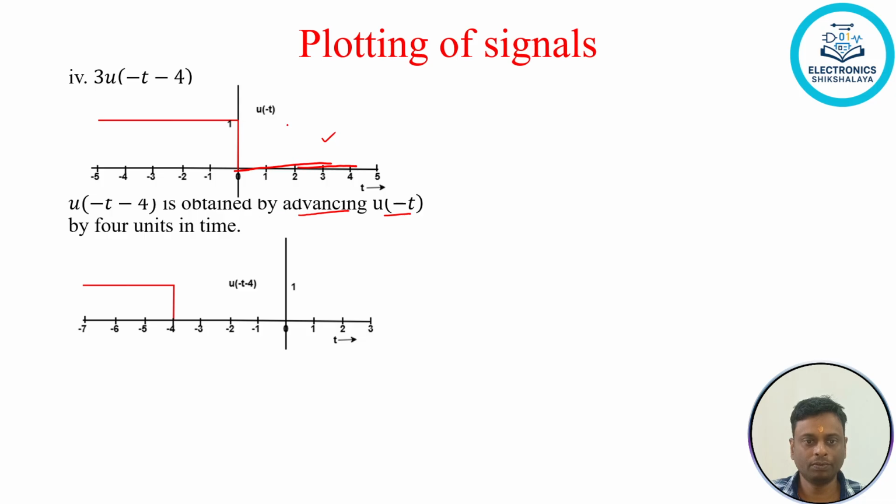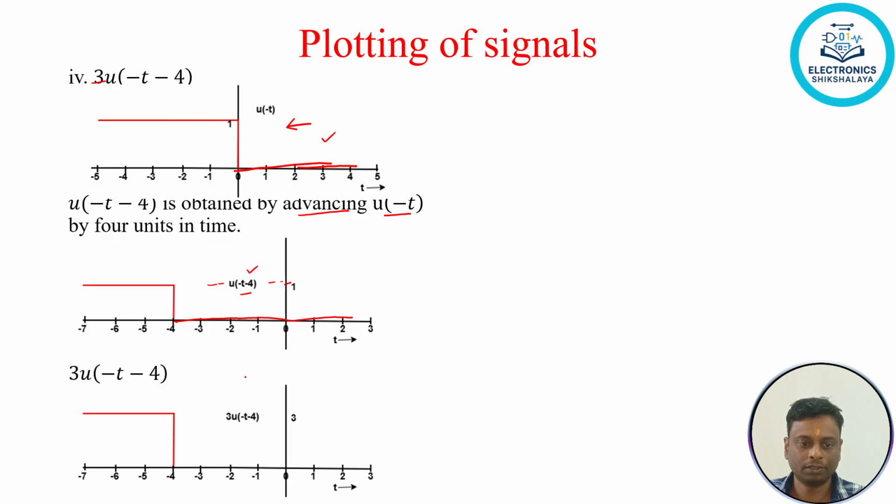So you have to push the signal this side, according to the time axis. This is all 0 actually. So push the signal towards the left side. That will be u(-t-4). This amplitude is 1, now it is 3, so it will be multiplied by 3. So this is our 3u(-t-4). This is our fourth case.